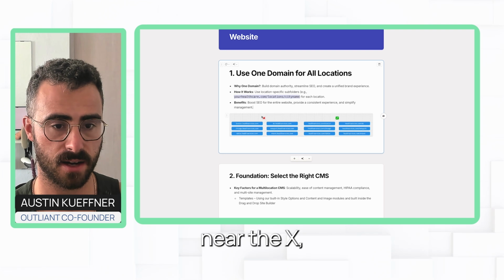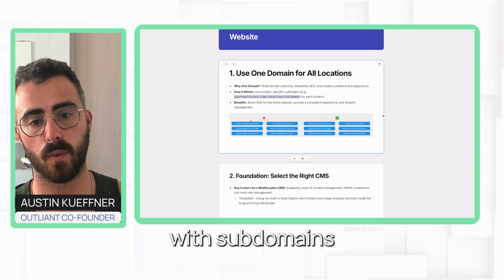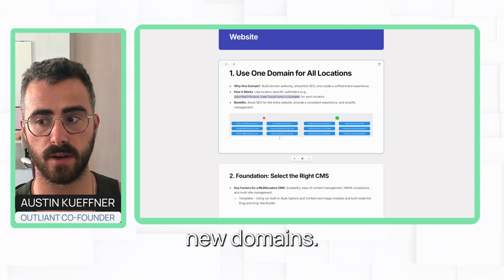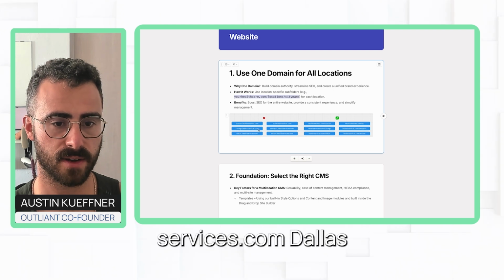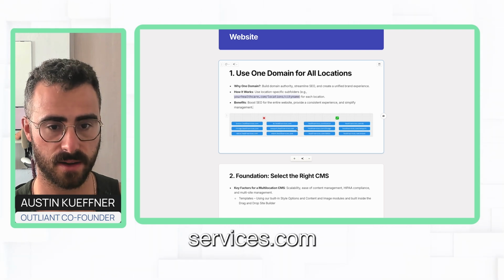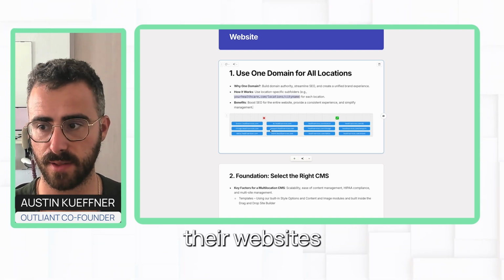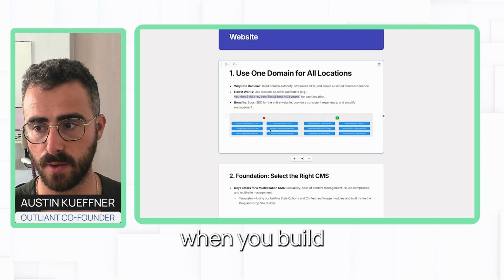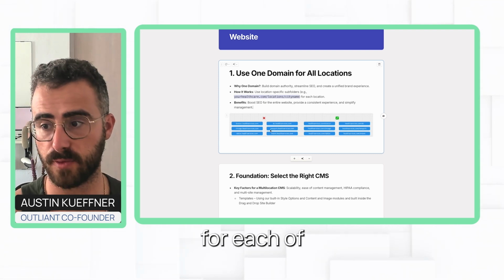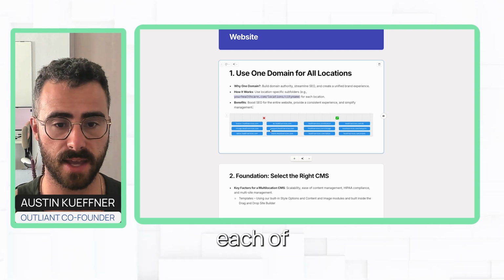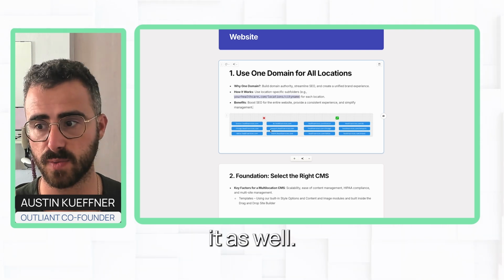So on the left-hand side here near the X, we can see we have locations built with subdomains, which create new domains. Essentially, we have boston.healthcareservices.com, chicago.healthcareservices.com, dallas.healthcareservices.com, and many others. And you see this across a lot of brands, mostly because they built their websites a long time ago. But when you build your website in this way, it creates separate websites for each of your locations. So each of these websites is small. Google doesn't trust it as much, and so they just don't rank it as well.